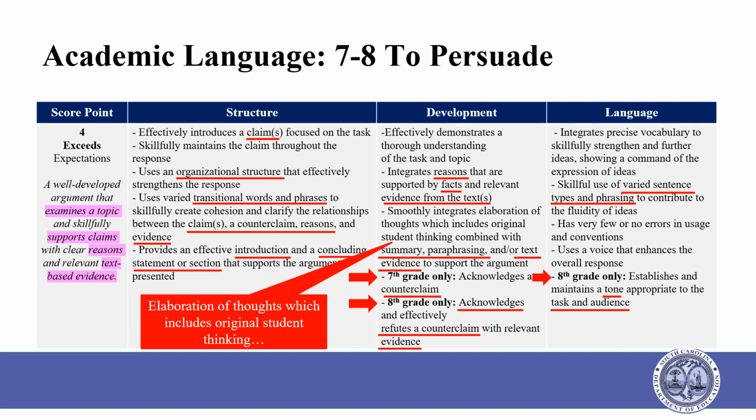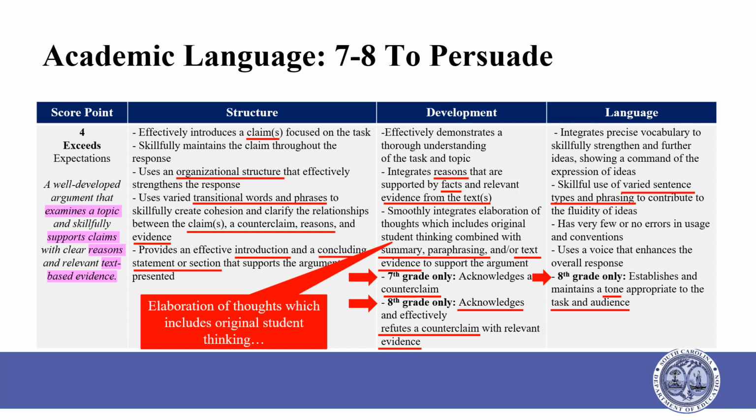For summative assessment purposes, students must acknowledge a view on the topic that is opposite of what the student writer claims. 8th grade only. For summative assessment, 8th graders must acknowledge an opposite view on the topic and give at least one reason or evidence supporting why that view is wrong.